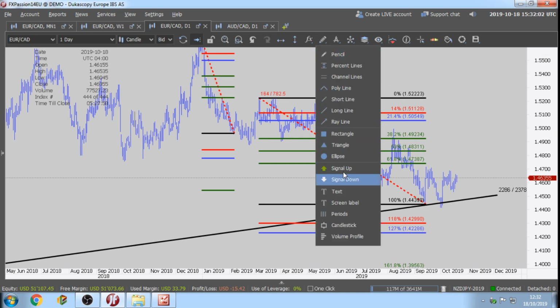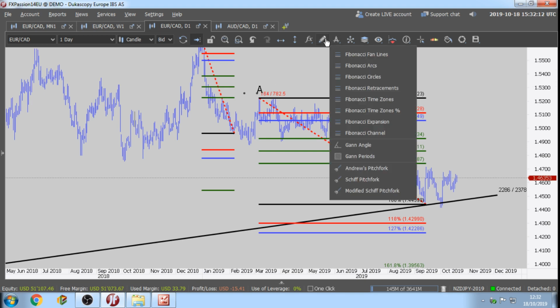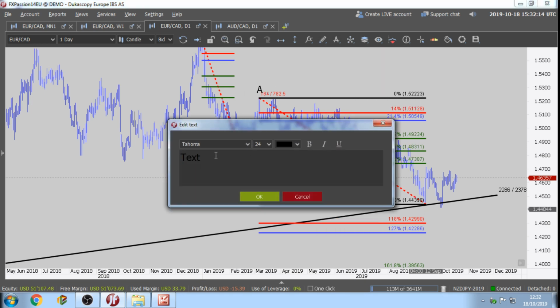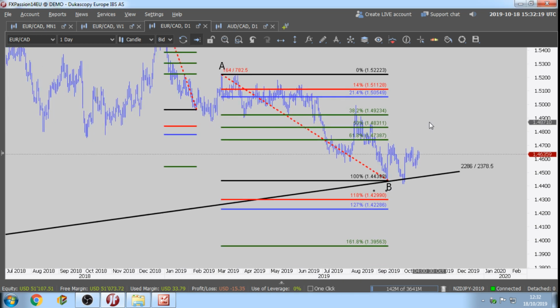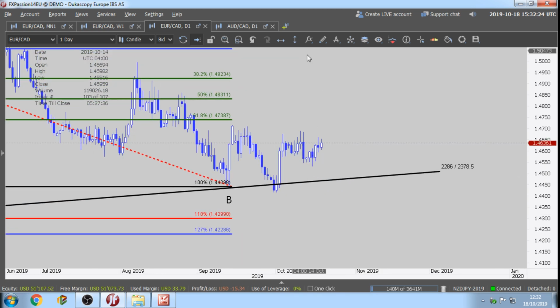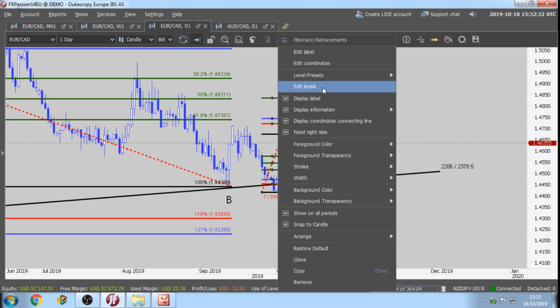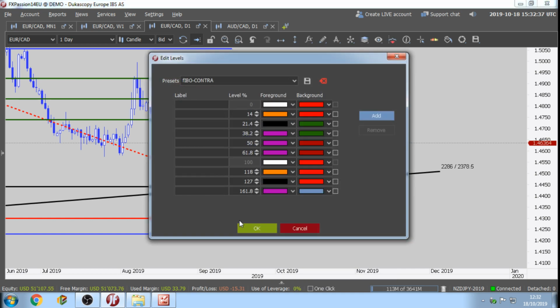So we have here, what is this? This is A. Let's make it like this. 24, this is A. And this is B. So we are in a down Fibonacci original one. Now let's see the Contrarian. The Contrarian Fibonacci is here. Fibonacci retracement. Let's color code the levels. This is the Contrarian Fibonacci.